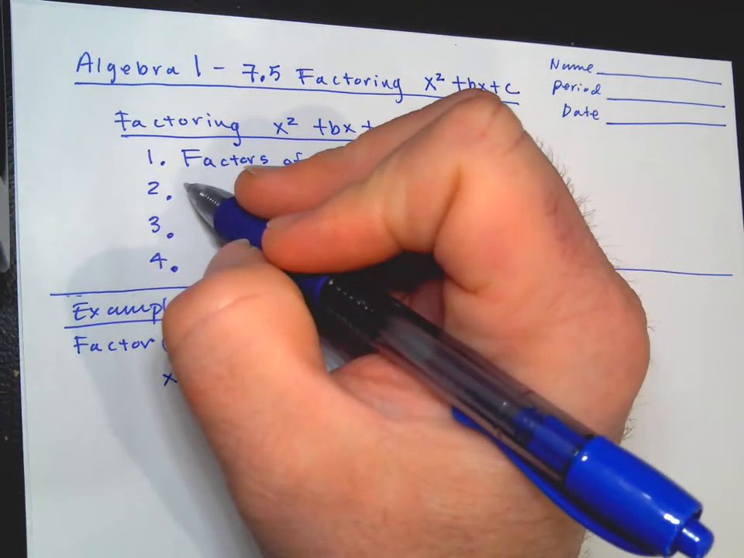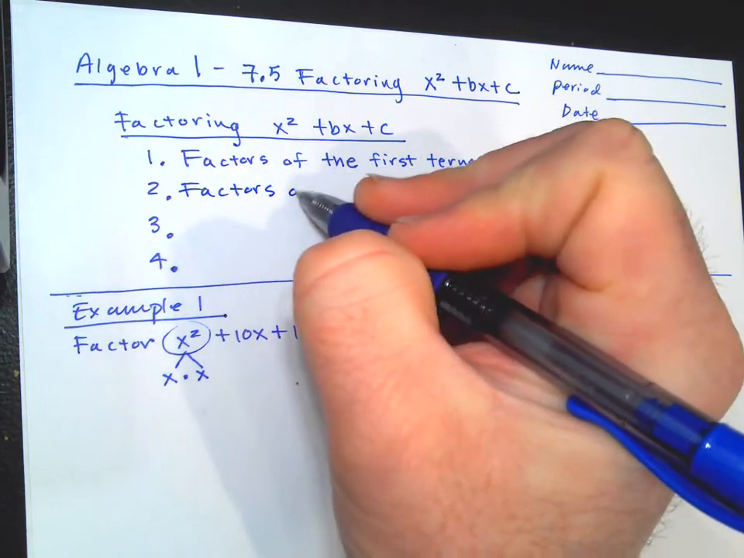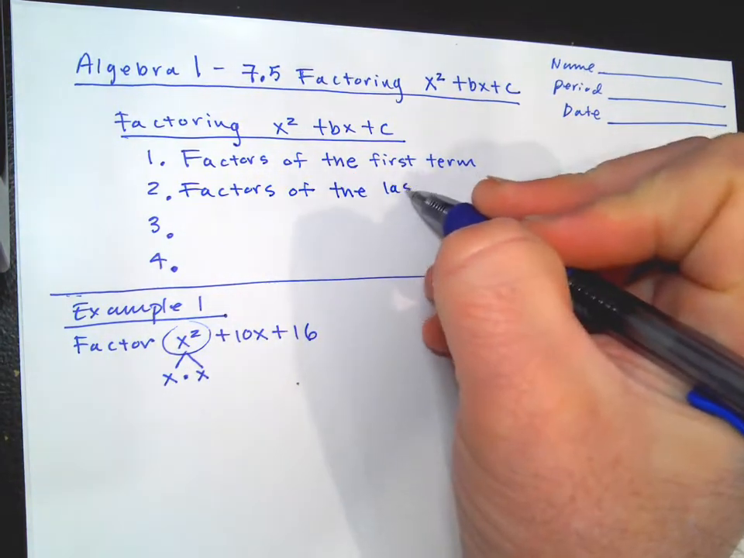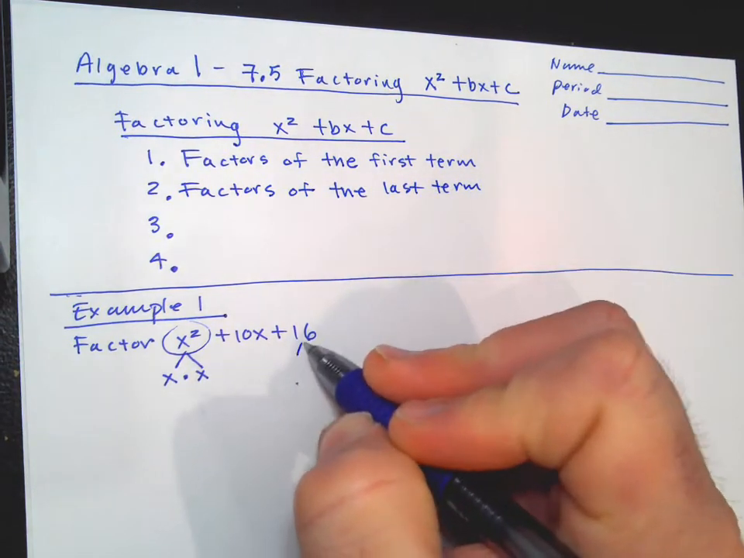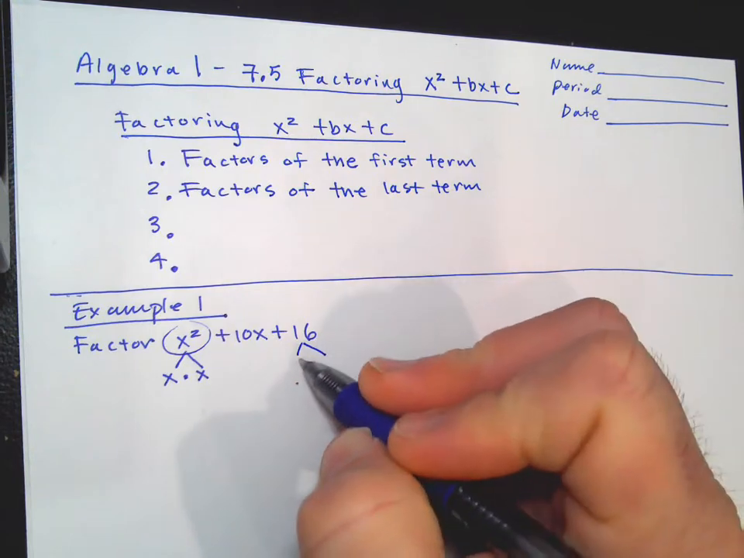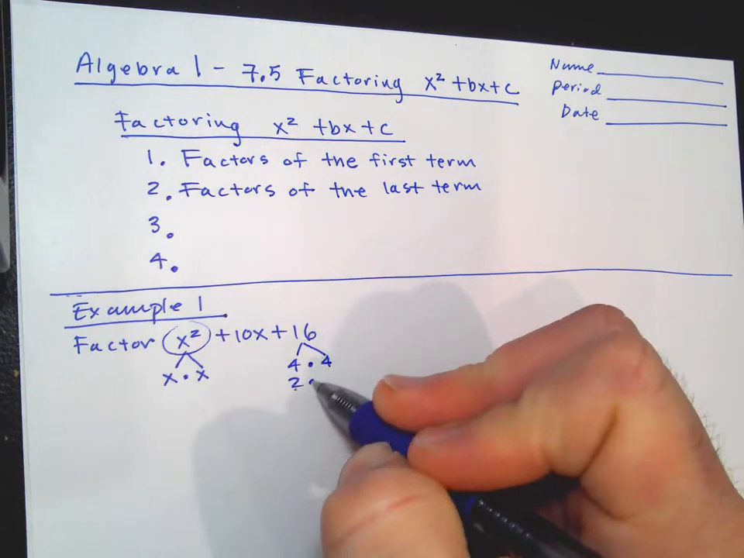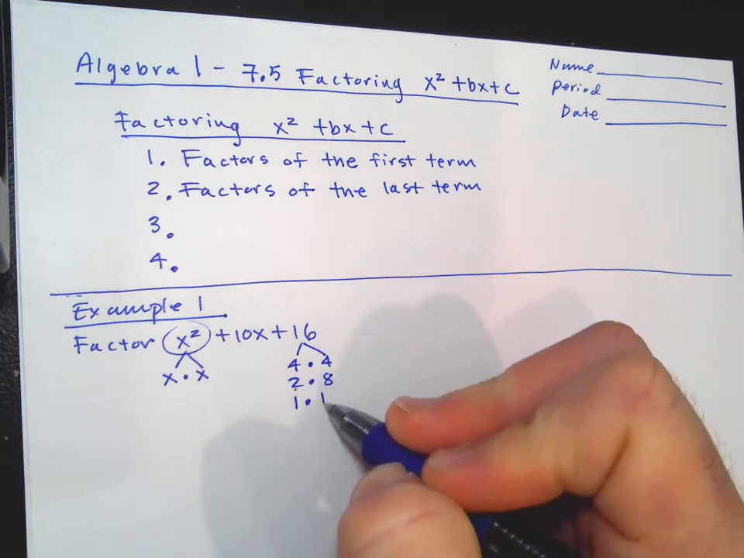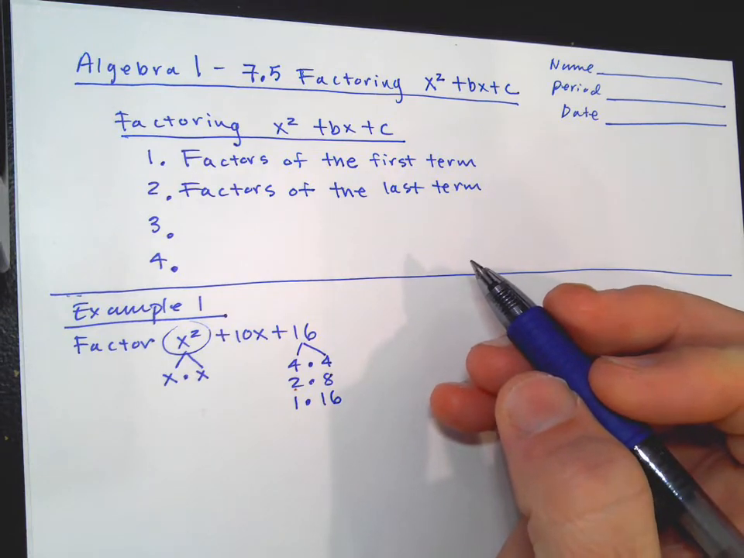And then we're going to find all the factors of the last term. This is what we're going to do every time. All the factors of 16. So how could you get 16? Well, 4 times 4, 2 times 8, 1 times 16. So there's a bunch of different ways to get 16. All the factors that give you 16.